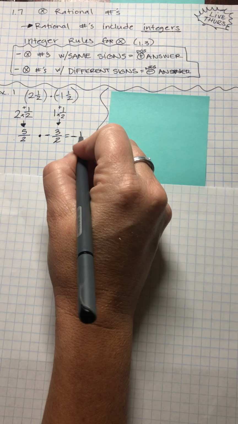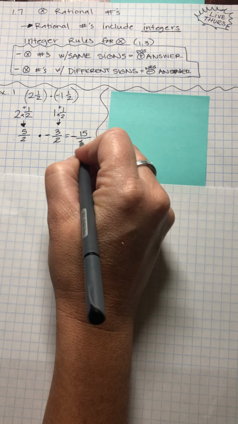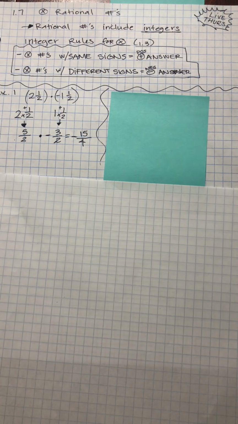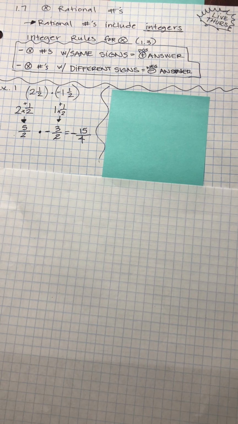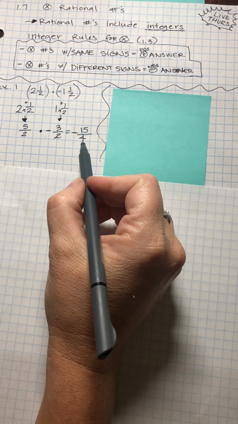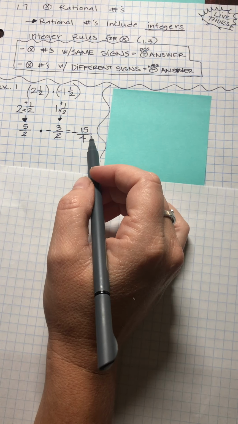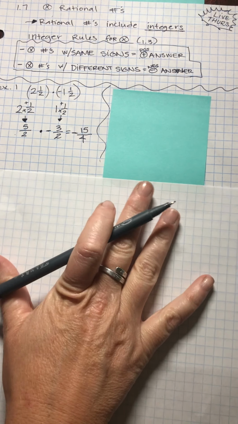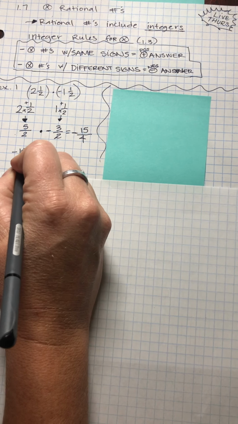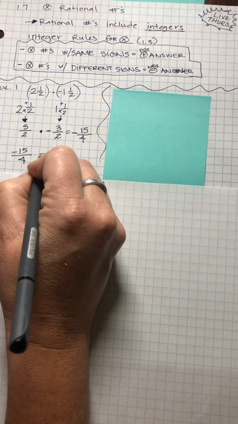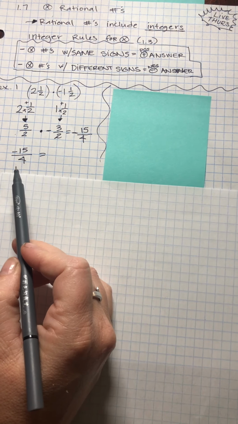And on the top, we're going to have 15, and on the bottom, we're going to have 4. On a test or a quiz, you would lose a point if you left it like this, because while this is correct, it's not complete, right? Because we don't want to leave anything improper. We want to simplify. So we're going to take our negative 15 over 4 and simplify it.